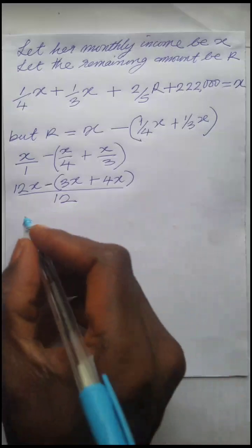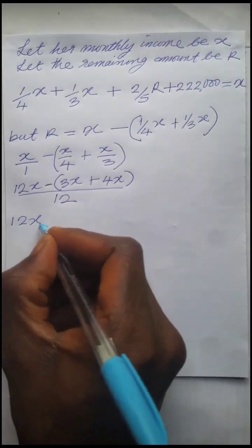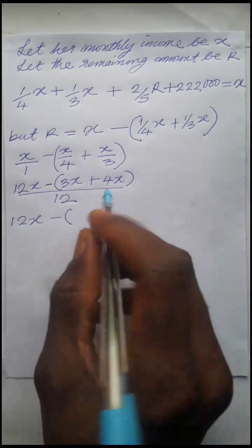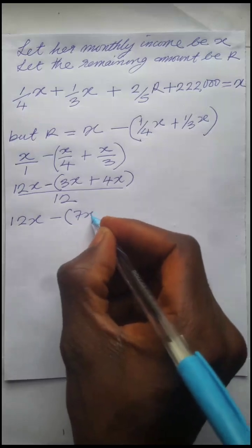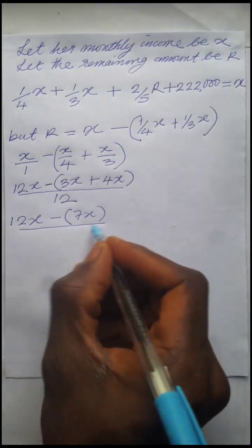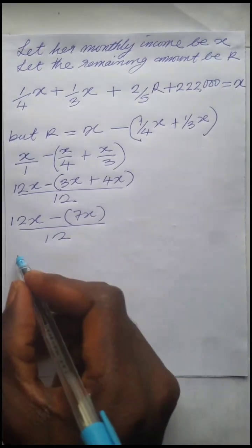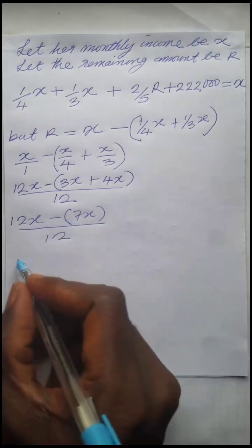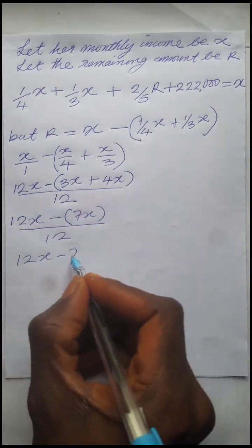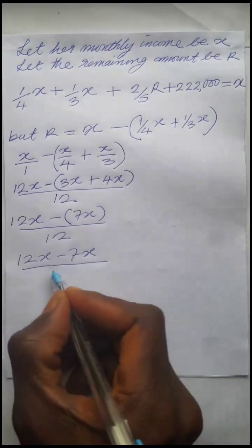Now let's solve this. So this becomes 12X minus, what's this? This is 7X. Is that okay? All over 12. So I have here, this bracket is going to go now.